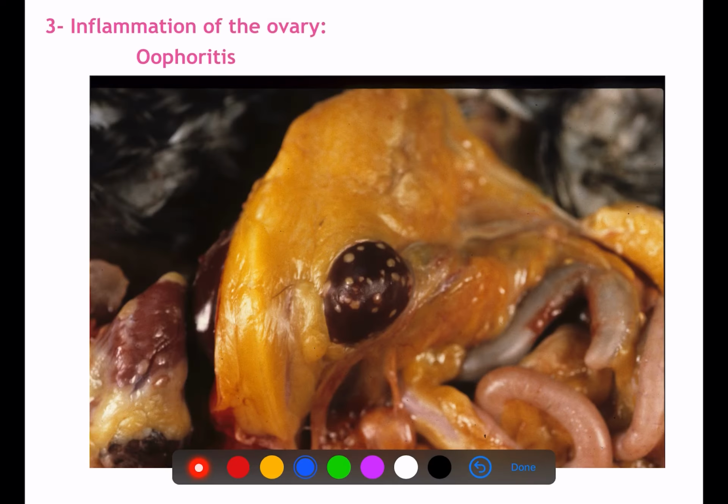An inflammation of the ovary is called oophoritis, and also called ovaritis; both of them are correct. The inflammation of the ovary is usually bacterial, and in 19% of oophoritis cases, the causative agent comes from a systemic bacterial infection, as in this picture.